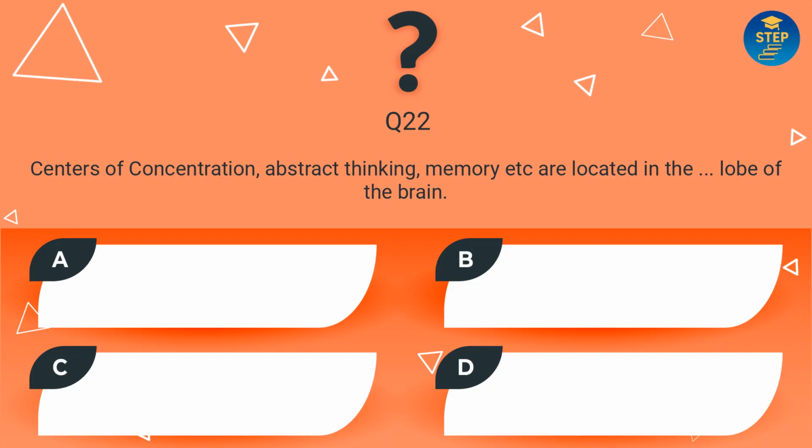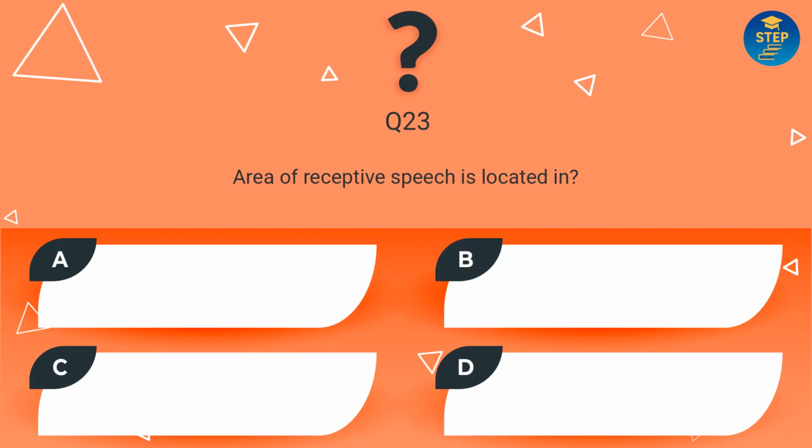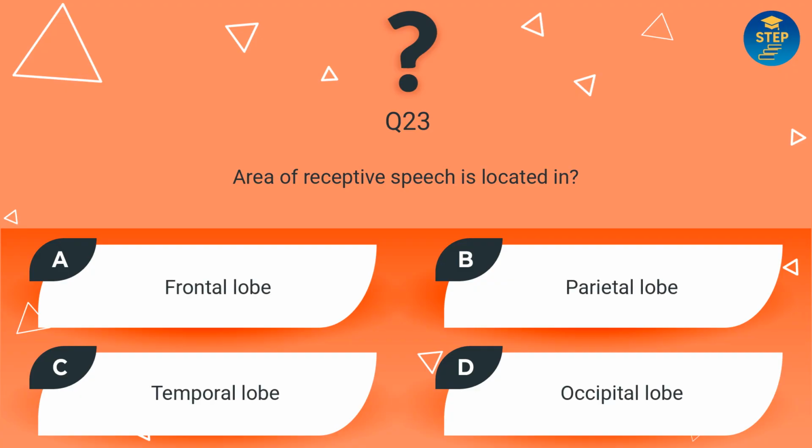Centers of concentration, abstract thinking, memory, etc. are located in the lobe of the brain. Temporal, frontal, parietal, thalamus. Answer is frontal. Area of receptive speech is located in frontal lobe, parietal lobe, temporal lobe, occipital lobe. Answer is temporal lobe.